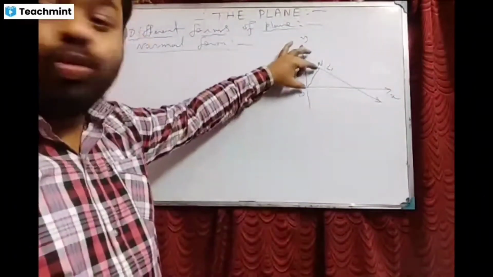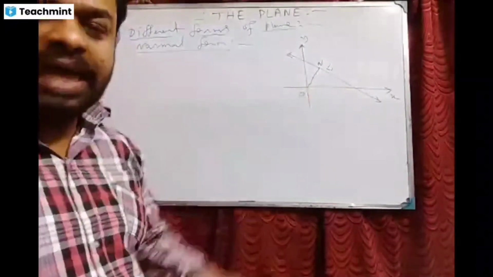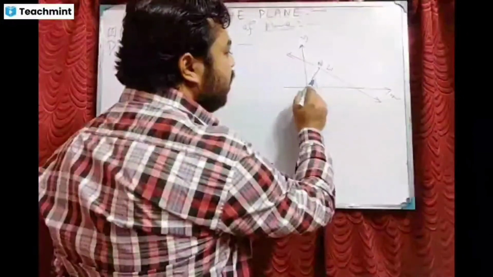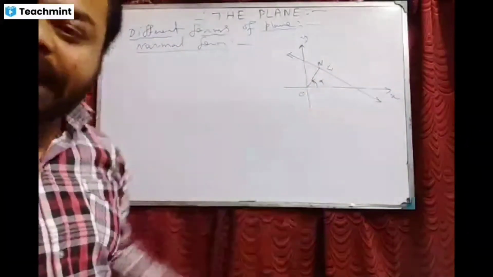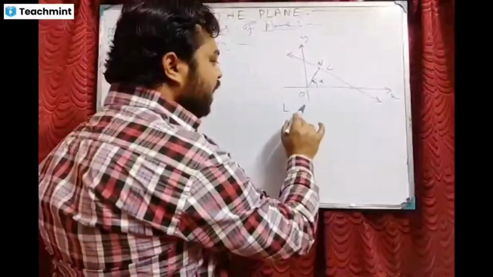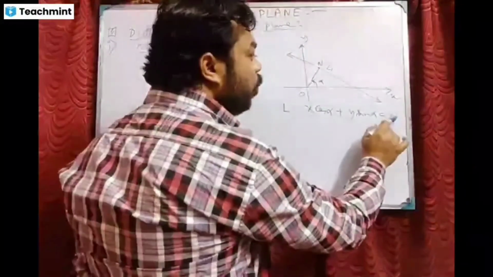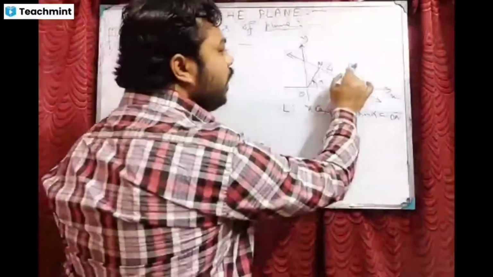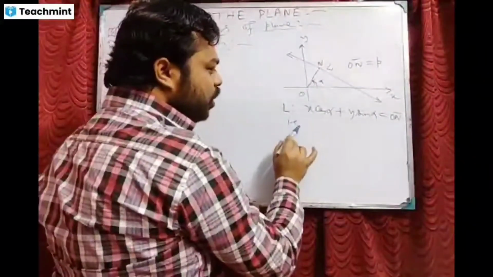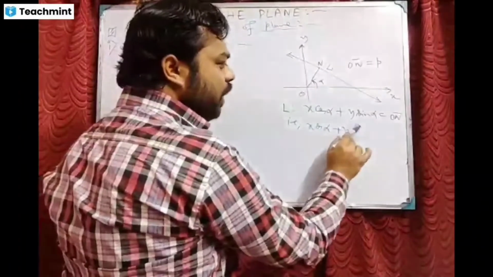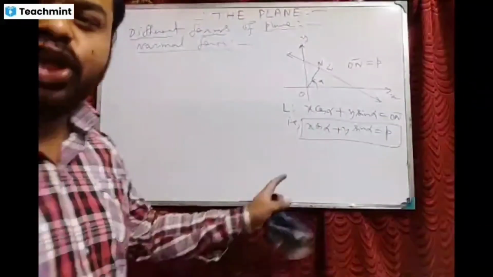ON is the normal of the line. Suppose ON makes an angle alpha with the positive direction of the x-axis, then the equation of line L will be x cos alpha plus y sin alpha is equal to ON. If you let the distance ON be P, then the equation of line L becomes x cos alpha plus y sin alpha equals P. This is the equation of line L in 2D in normal form.